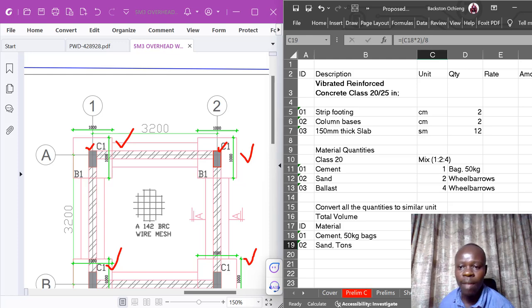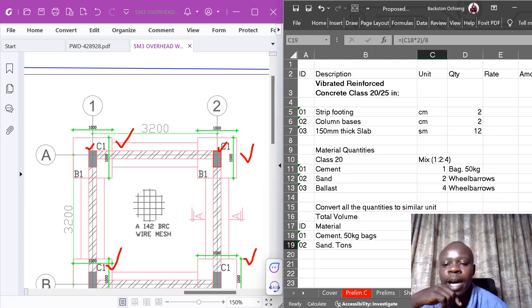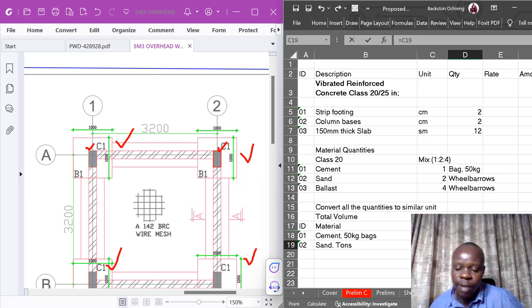So we come to another unit. So this is now in terms of tonnage. So we have around 1.5 tons of sand in every cubic meter. And as you can follow how we've come to that, first we get the total number of wheelbarrows in every cubic meter, which is the number of bags times 2 according to the ratio, and then you divide by 8 to get the number of tons, because 8 wheelbarrows should give you 1 ton. So this tells us that we have around 1.5 tons of sand in every cubic meter.